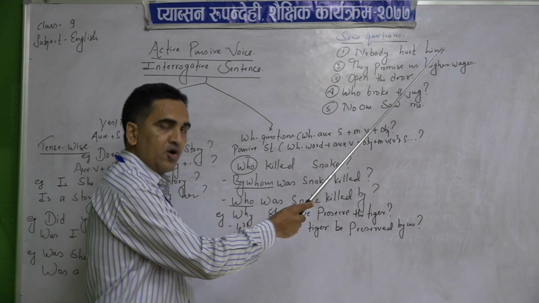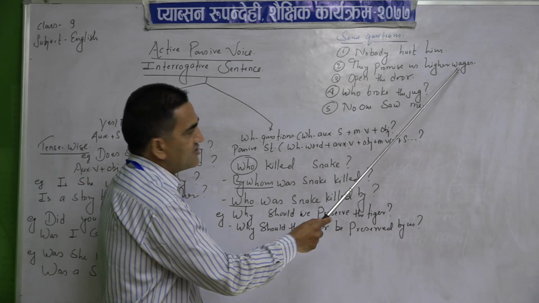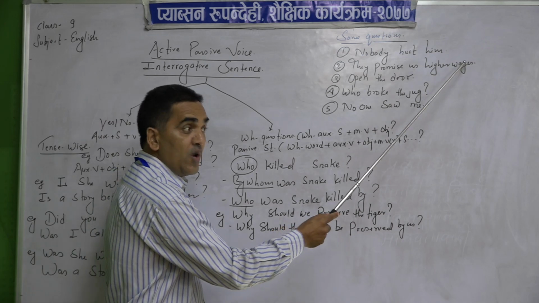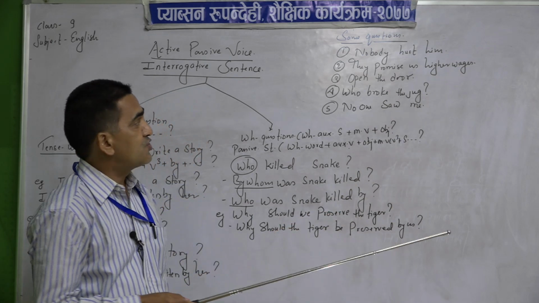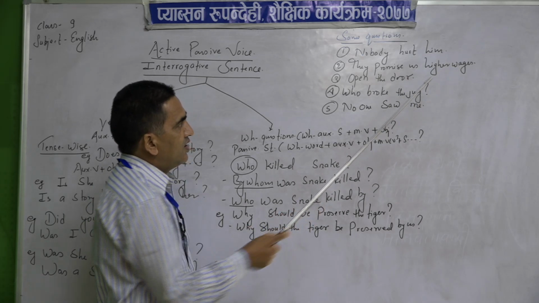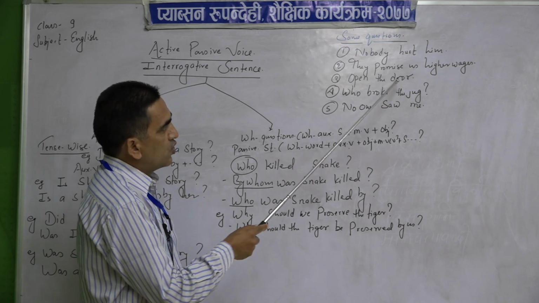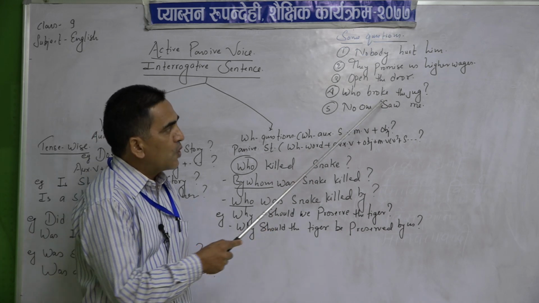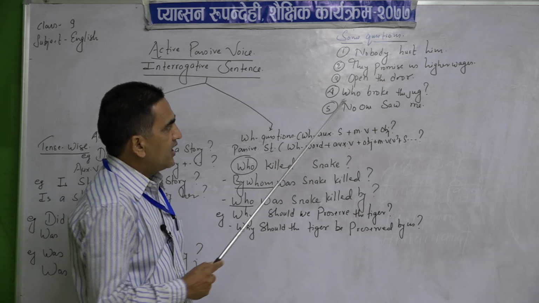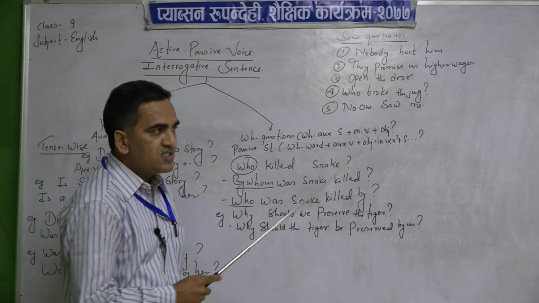Have you written? Okay. Number 2, they promise us higher wages. Wages, W-A-G-E-S. They promise us higher wages. Number 3, open the door. Number 4, who broke the jug? Question mark. Number 5, no one saw me.